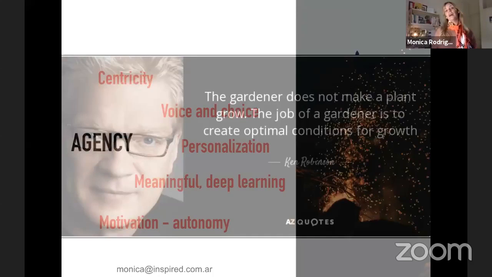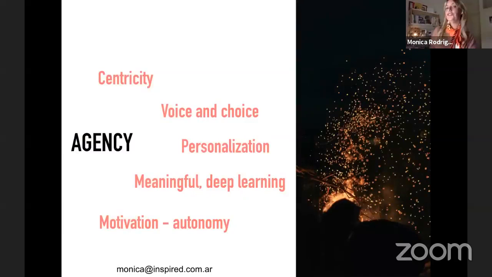So probably you have heard about our learners becoming agents of change. For example, agency is the sense of accountability, of responsibility, of motivation to do things, to change things. So today I want to focus on learner agency. How do we empower our students to become the center of what they learn? And that's why my first element, and I would say one of the most important for agency in the classroom, is centricity.